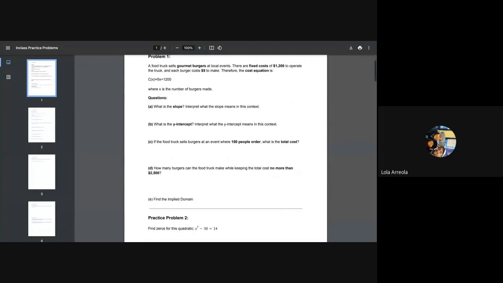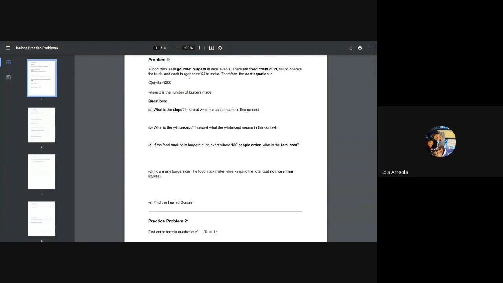Let's do the first one together. Okay, so a food truck sells gourmet burgers at local events. There are fixed costs of $1,200 to operate the truck, and each burger costs $5 to make. So the cost equation that we're given is C(x) equals 5x plus 1,200.